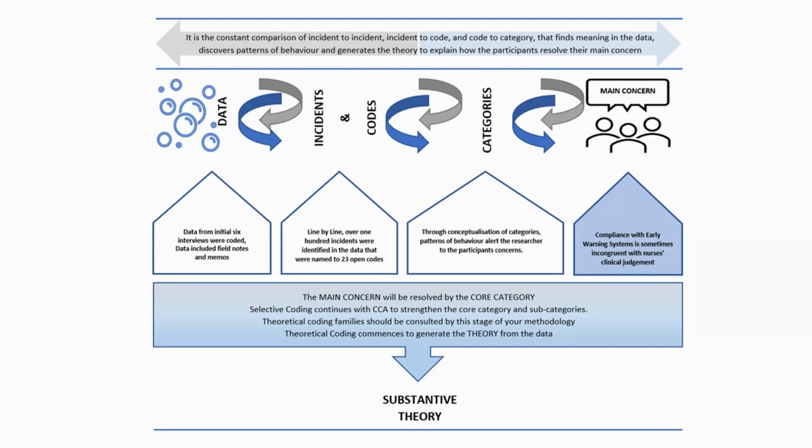This framework provides a visual guide illustrating how open coding was used to move from transcribed data and memos, field notes, to code the incidents. As noted on the bottom of the guide, the main concern will be resolved by the core category, which is yet to be identified. Selective coding continues with constant comparative analysis methods to identify and then strengthen the core category and subcategories.